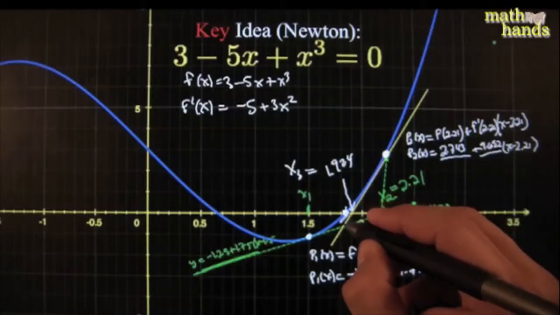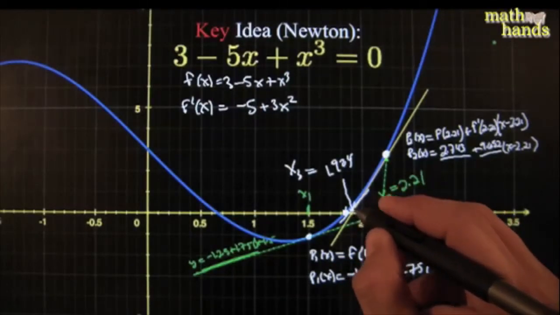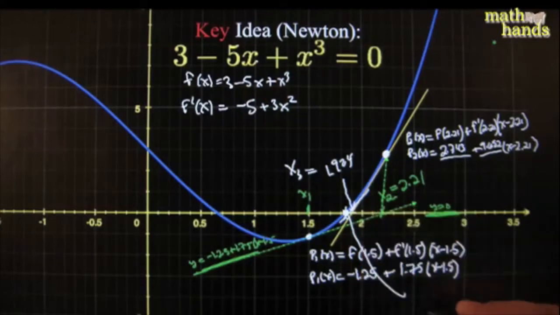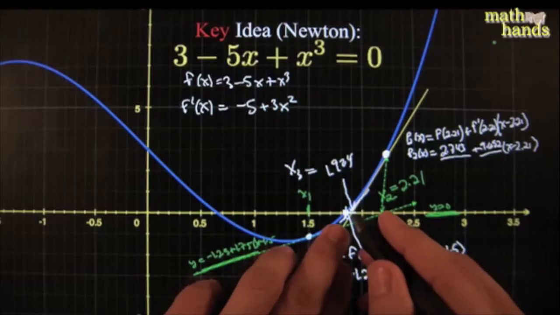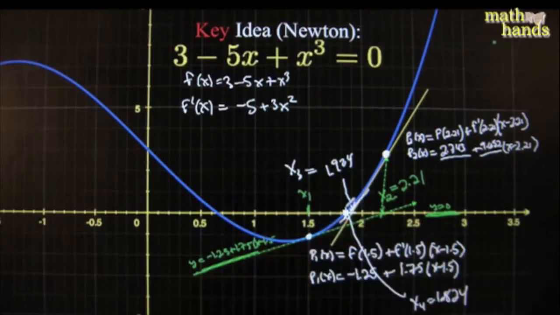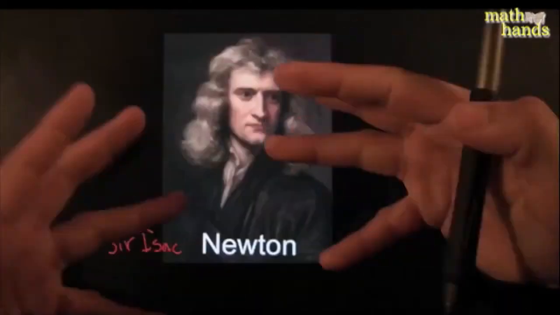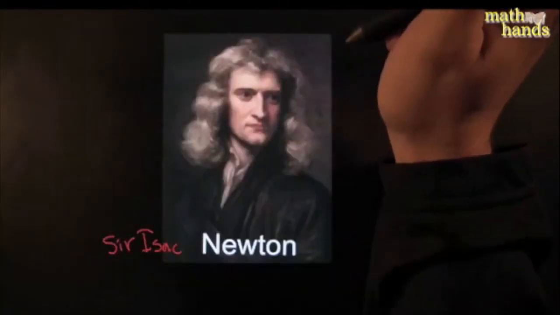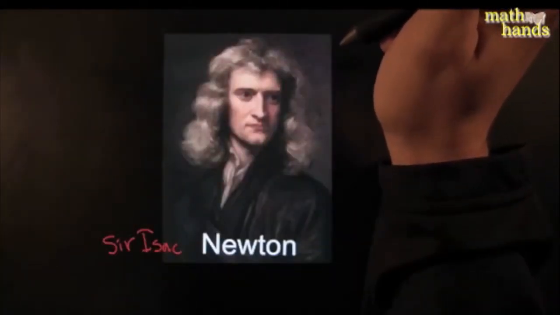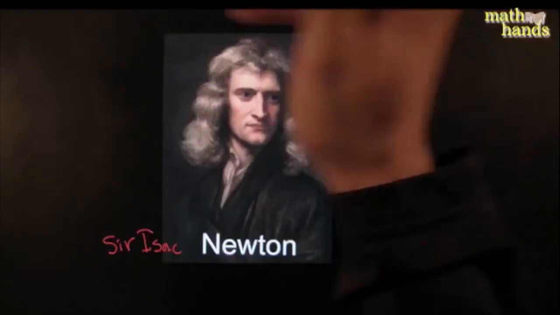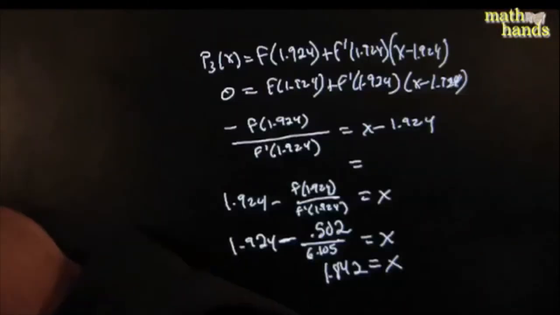So I found the equation of the line here. I found the next one. That one, x4, is 1.842. It's beautiful, isn't it? And then you can just keep going on and on. Eventually, these numbers won't change that much because you're really, really close to the real thing. That, my friends, brought to you by the great El Grande, Sir Isaac Newton.